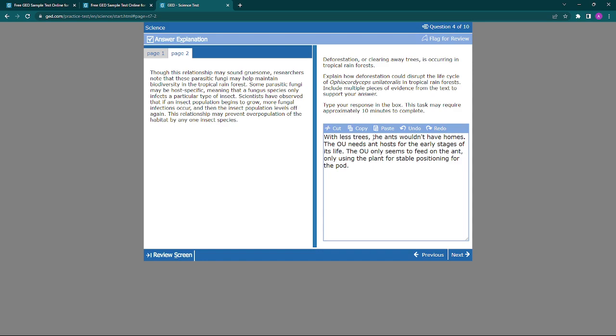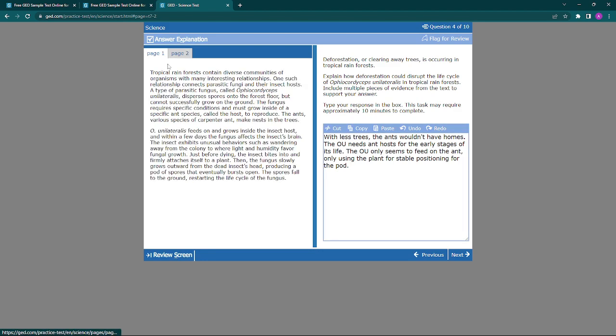So with fewer trees, the ants wouldn't have homes. The OU needs an ant host for the early stages of its life. The OU only seem to feed off of the ant, only using the plant for stable positioning for the pod. So right there, the plant for stable positioning of the pod, I meant by having the ant bite into the plant, which could be plant or tree. They didn't really say. Let's see. It bites into and firmly attaches to a plant.